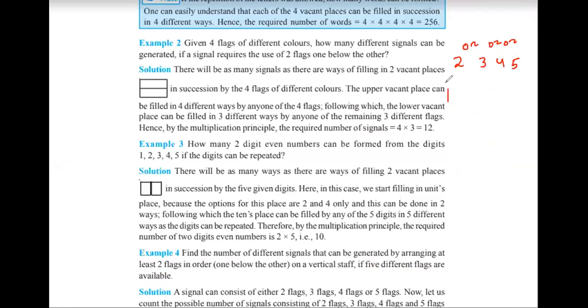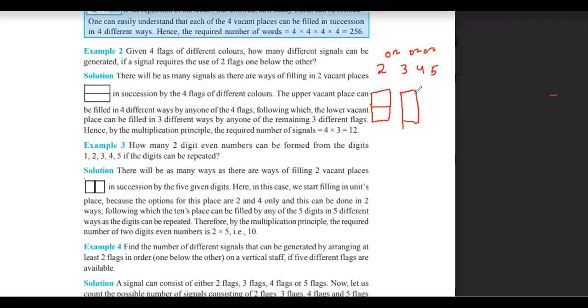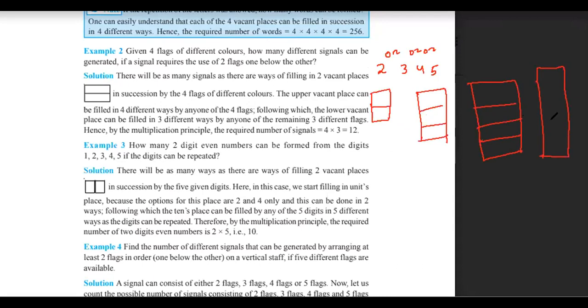So we can have either 2 flags, see this, 2 boxes, or 3 flags. I'm just extending this. So 2 flags, which is 2 boxes, 3 flags, so we'll have 3 boxes. 4 flags, we have 4 boxes, and 5 flags, so we will have 5 boxes.